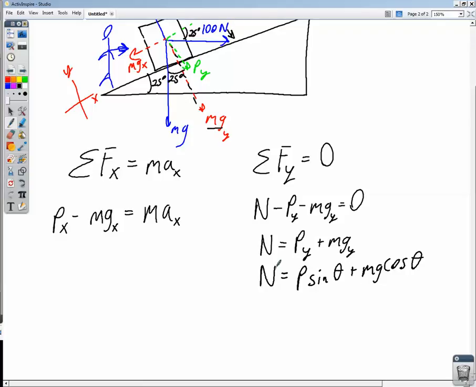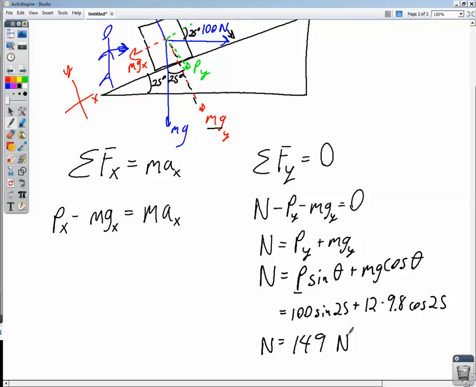And we know the magnitude of P is 100. We know that theta is 25. We know the mass is 12. G is 9.8. So at this point, we can plug in numbers and solve. So putting those in, we've got 100 times the sine of 25 plus 12 times 9.8 times the cosine of 25. Let's put that into the calculator, making sure that you're in degree mode. And to 3 sig figs, my calculator is telling me that it is 149 newtons that the ramp is pushing out with.